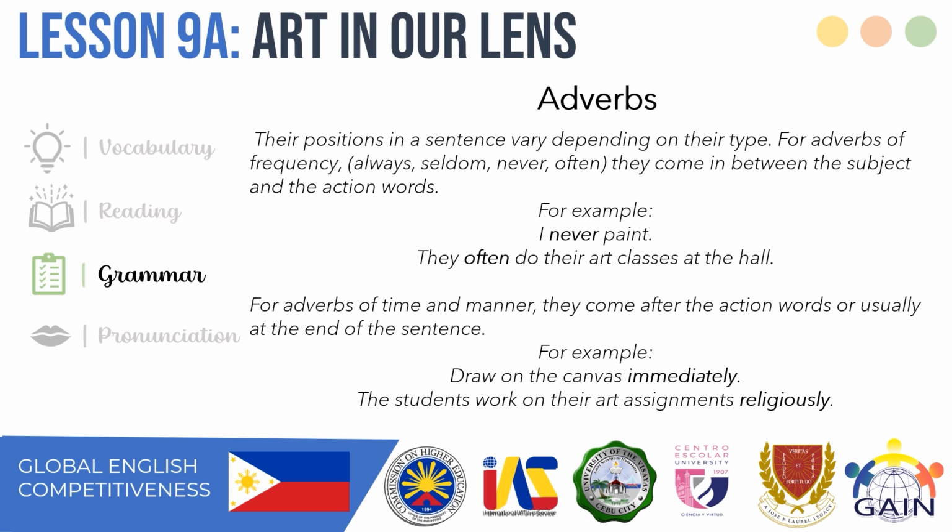For adverbs of frequency, they come in between the subject and the action words. For example, I never paint. The word never is an adverb of frequency. I is the subject. Paint is our action word. Here, our adverb of frequency is in between the subject and the action word. Now for the next example, they often do their art classes at the hall. Our subject is the pronoun they, and the action word is do. Our adverb of frequency often is in the middle.